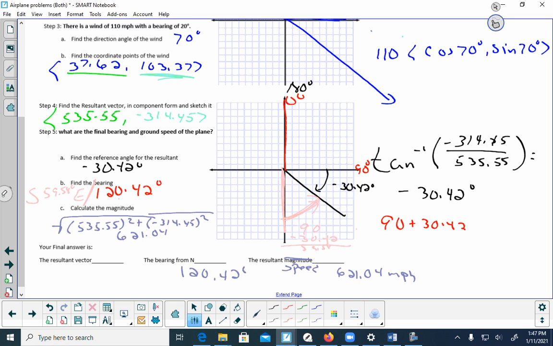The bearing from north is going to be 120.42 degrees. And then the resultant vector is at 535.55 and negative 314.45. Okay, I hope this helps, and we will see you.